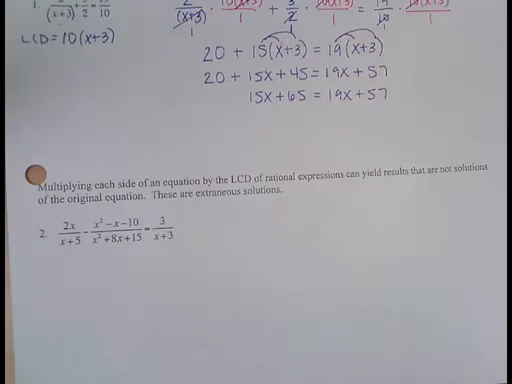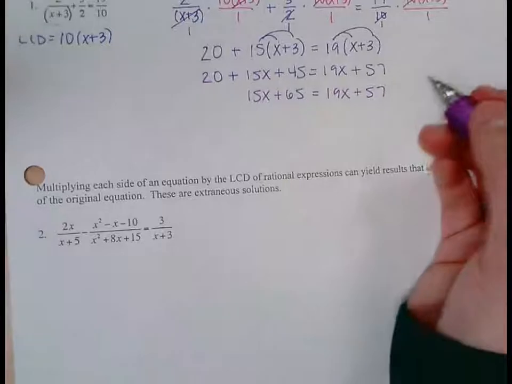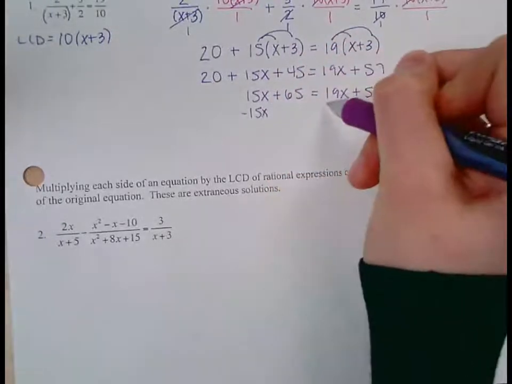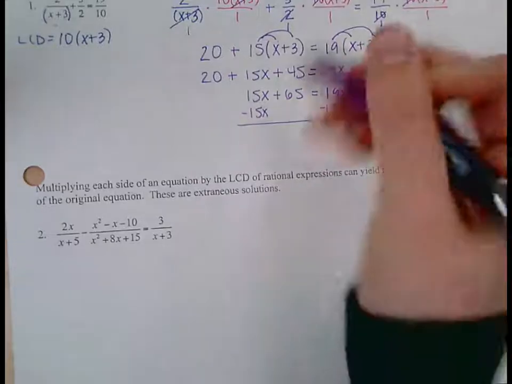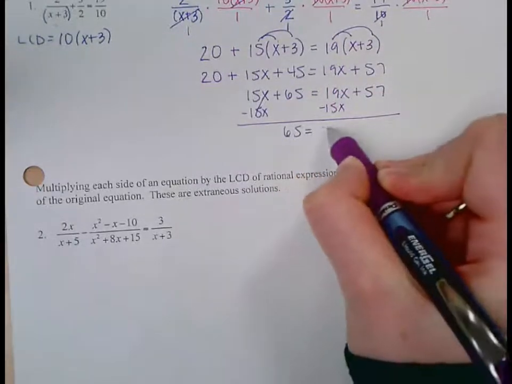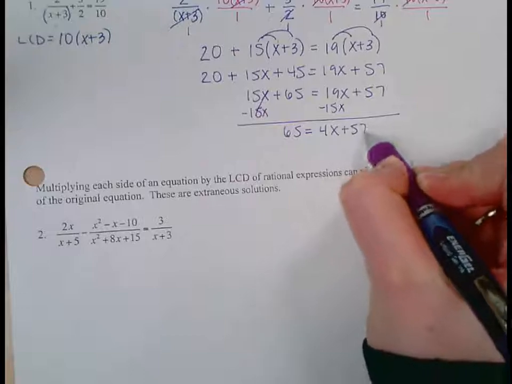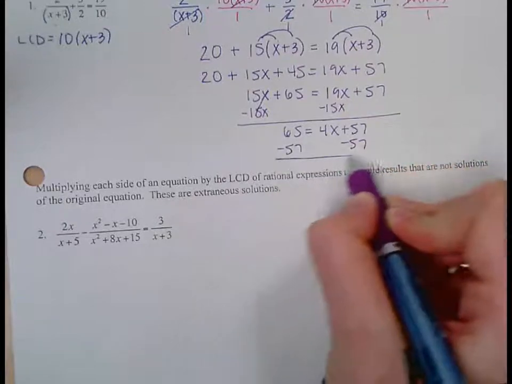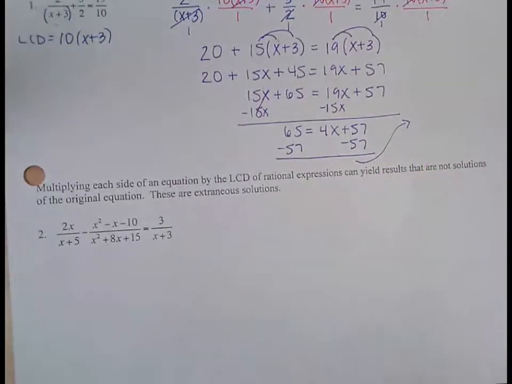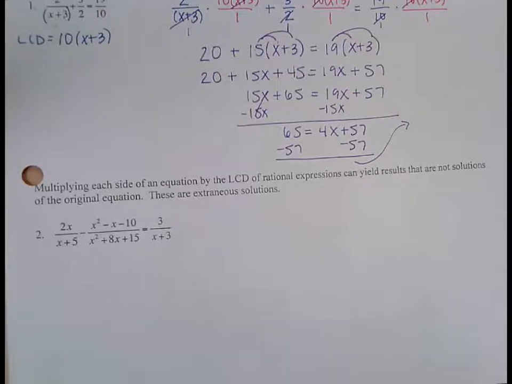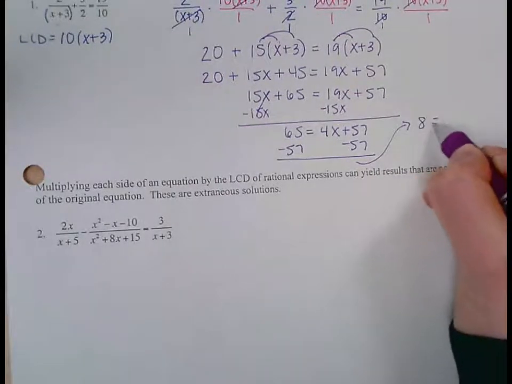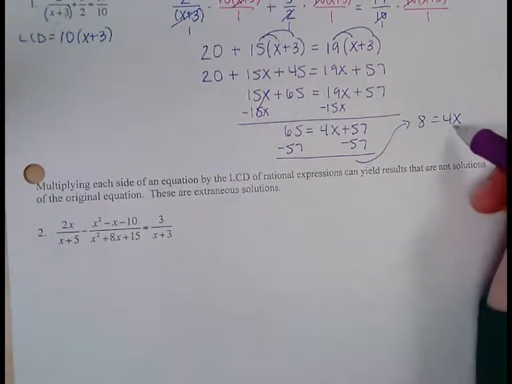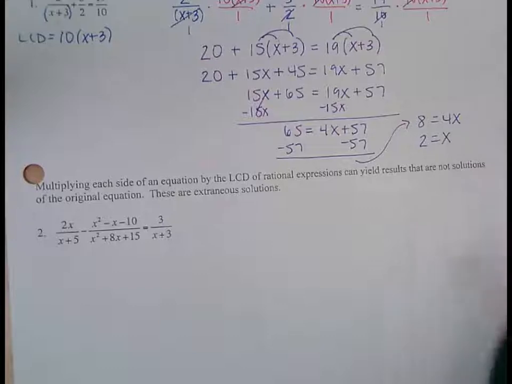And then with solving equations, whatever order of steps you do right now doesn't matter as long as you're doing the steps correctly, we should get to the same answer. So I would probably subtract 15x from each side. So 65 is equal to 4x plus 57. And then I would subtract 57. So 65 minus 57 is 8. So 8 is equal to 4x, and then divide by 4. So x is equal to 2.